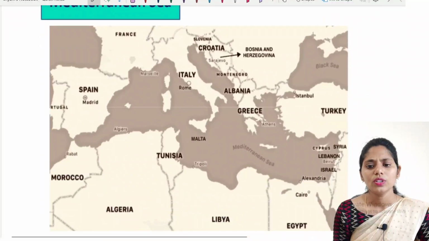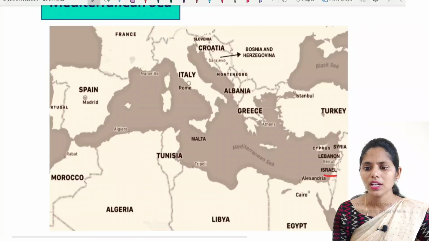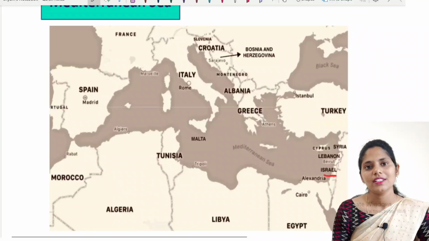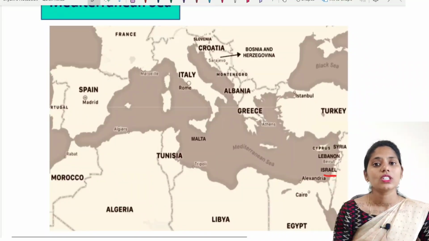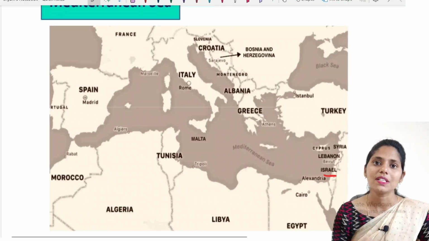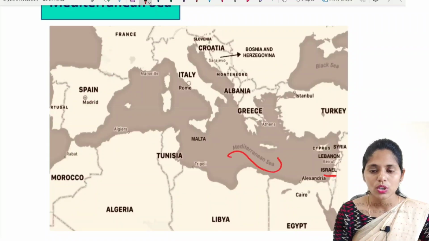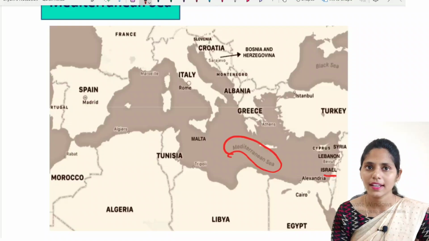And as you all know, Israel is present here, and Israel also shares a boundary with the Mediterranean Sea. So always remember which countries share a boundary with the Black Sea, Caspian Sea, Mediterranean Sea, and Red Sea, as that will come in your paper. These are most favorite topics actually. So here we need to look at the countries which are mainly sharing a boundary with the Mediterranean Sea.